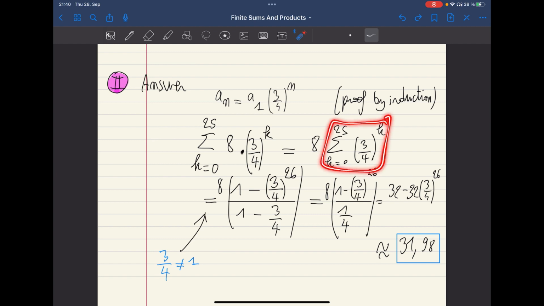And that we know is a geometric sum. So it's 1 minus this. Careful, this should be plus 1. So it's 3/4 to the power of 26, divided by 1 minus this. Careful, do not forget the 8 before. And this we can do because 3/4 is different to 1. Use the calculator and we obtain this value.